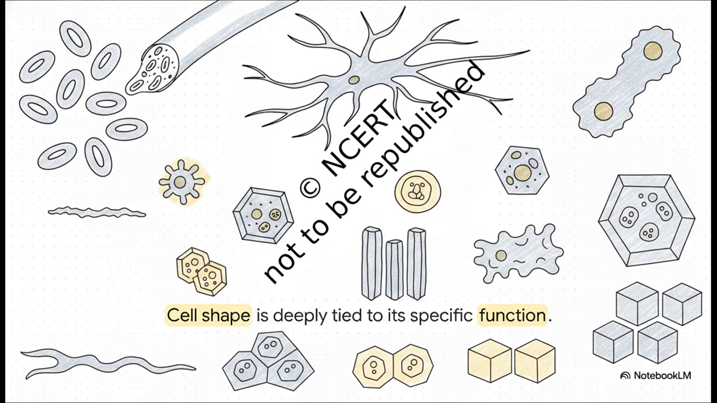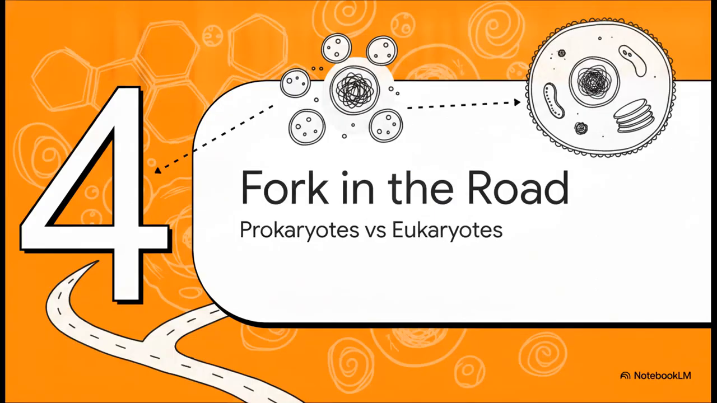Why? Because a cell's form is deeply, deeply tied to its job. For instance, a long, branched nerve cell needs to transmit signals across vast distances in your body, whereas a biconcave red blood cell has to literally physically squeeze itself through your tiny capillaries. Form always follows function. That brings us to Section 4. The fork in the road, prokaryotes versus eukaryotes.